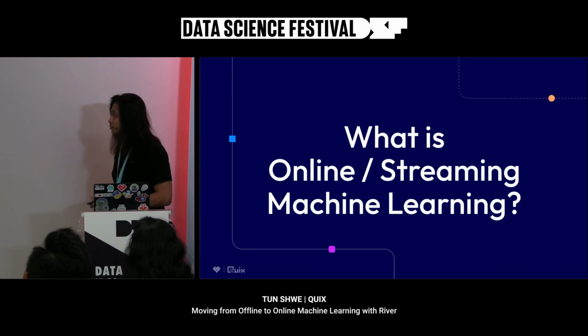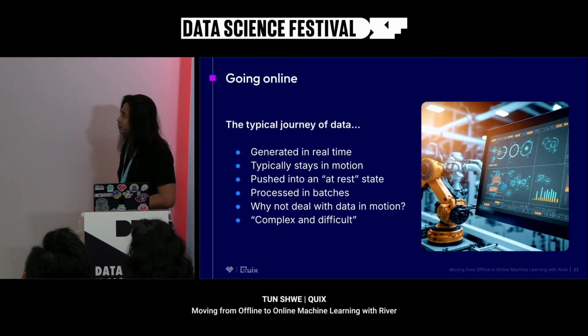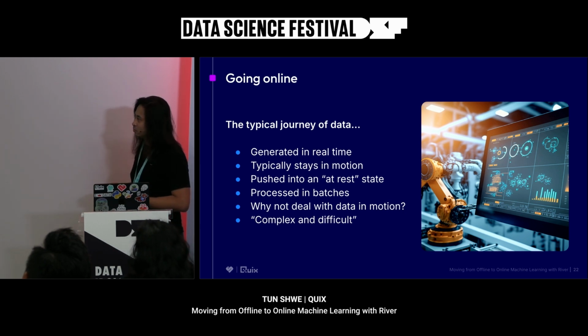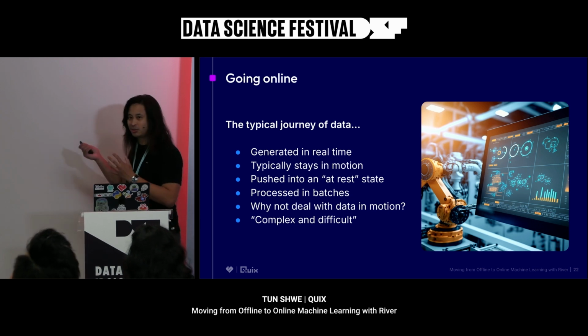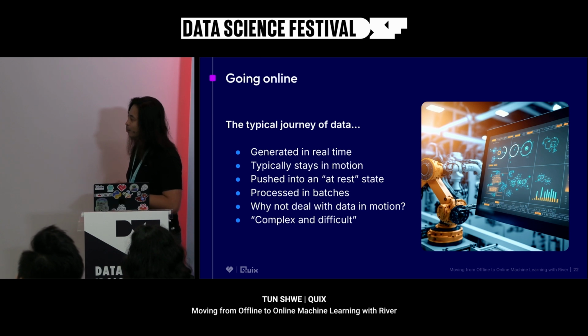So what is online machine learning? Before I go into that, let's think conceptually about what the journey of data is. So it's generated in real time. I've got a nice AI-generated image of a robot in a factory. That tends to be one of the main use cases for real-time data. So that data is being generated. Let's say the vibration and temperature data of that robot is being generated. So data is generated in real time.